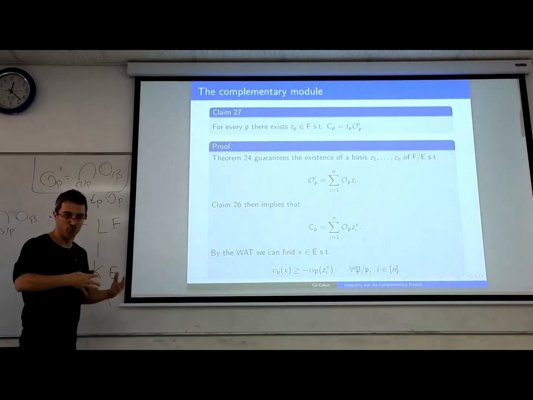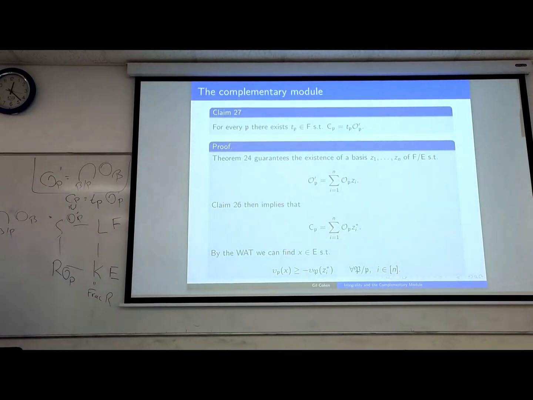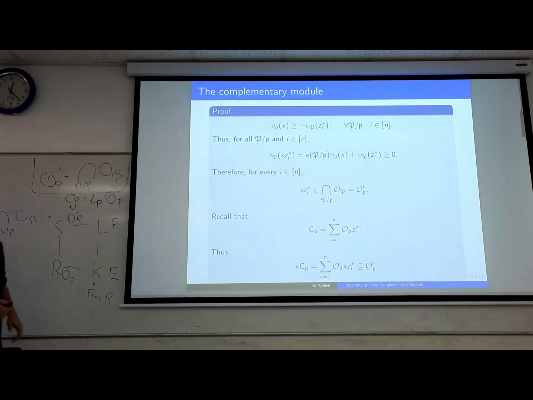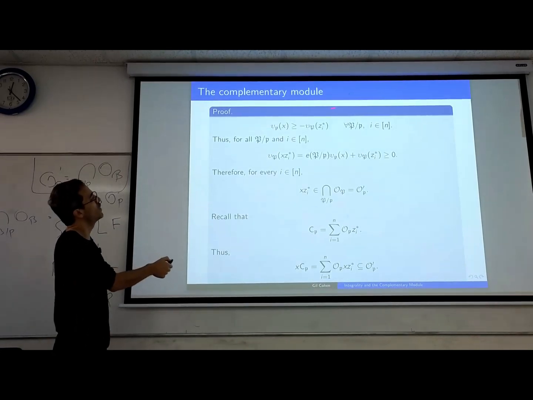The weak approximation allows us to do much more than that. In F above little p, yes. So I just wrote it down again. So that's what we know. That's how we chose x.